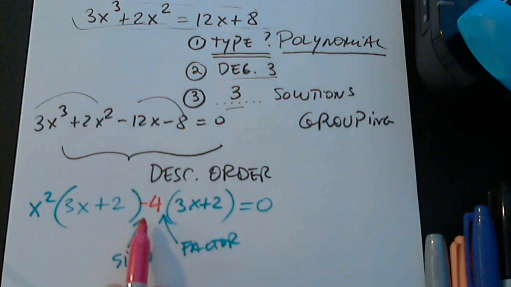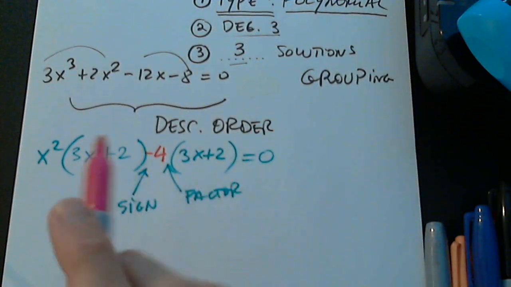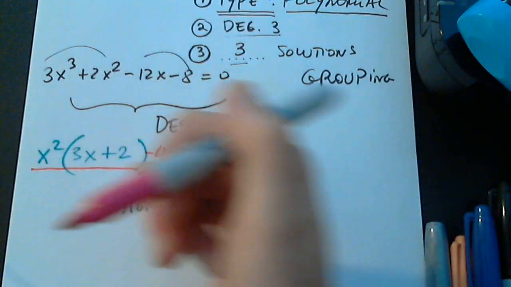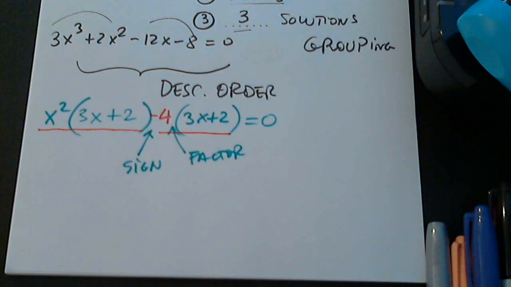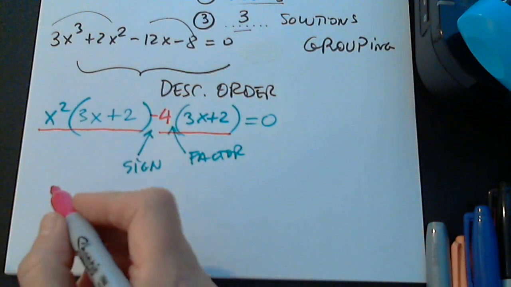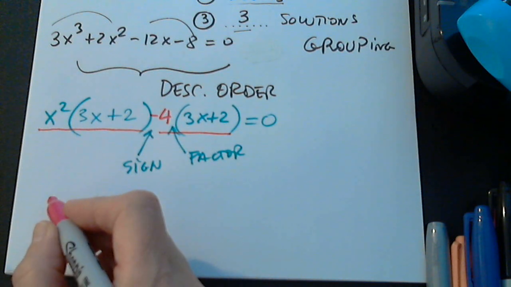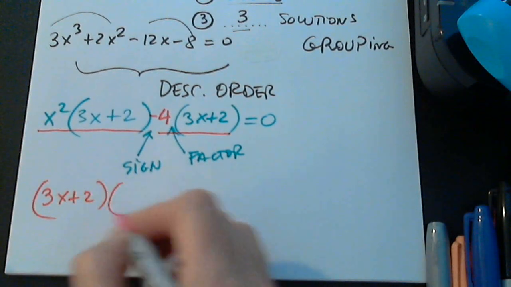Let's check. Negative 4 times 3x? Yeah. Negative 4 times positive 2? Yeah. Good. Now we have two terms. We reduced those 4 into 2. What do they have in common? Because I have to pull it out. What do these two terms have in common? The 3x plus 2. Indeed, the 3x plus 2.